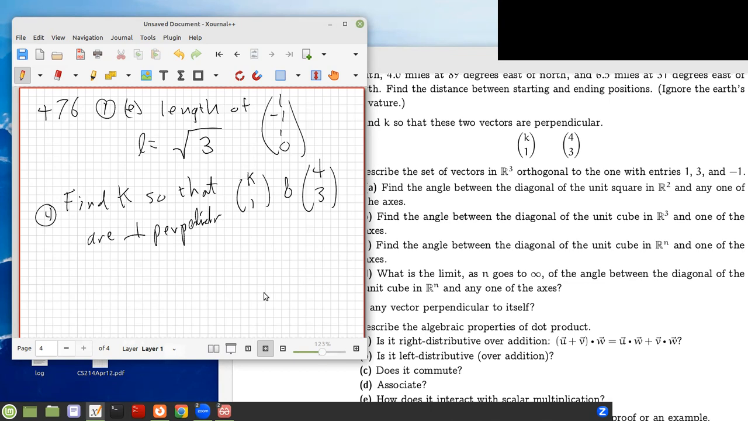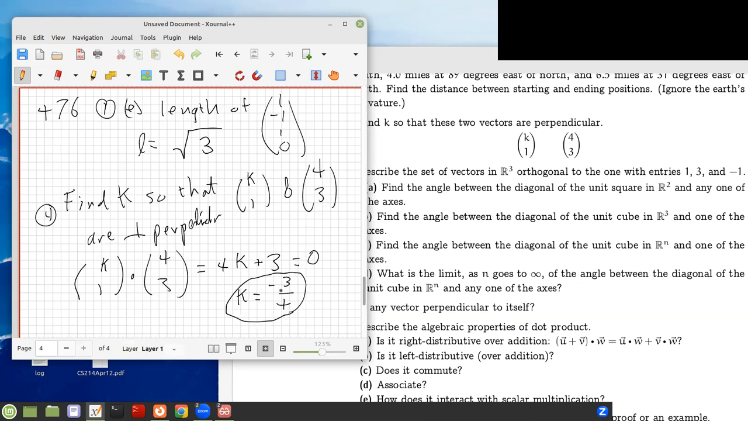So what you do is the condition of perpendicular is the dot product is 0. So you make the dot product of K, 1 dot 4, 3, which equals 4K plus 3. And these are perpendicular if this dot product equals 0, so if you choose K equals minus 3/4, that will be true. That's all this is, right?